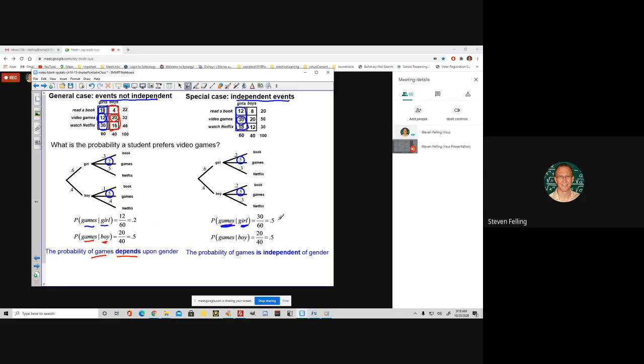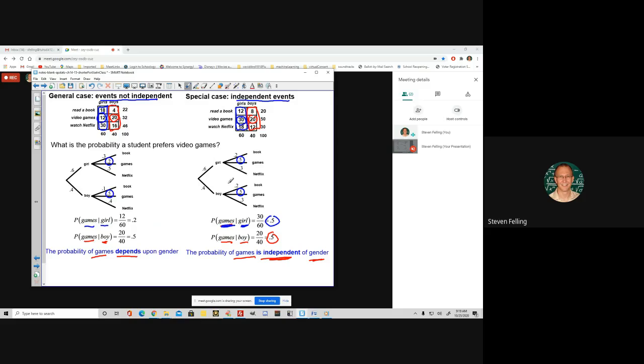30 out of 60 is 50%. But then if you consider just the boys and find the conditional probability that they like games, 20 out of 40 is also 50%. And that means the probability of liking games stays 50%, regardless of whether the person is a girl or a boy. It seems to be independent of gender. So we would say that the probability of liking games is independent of gender.